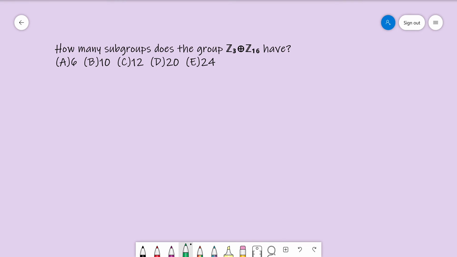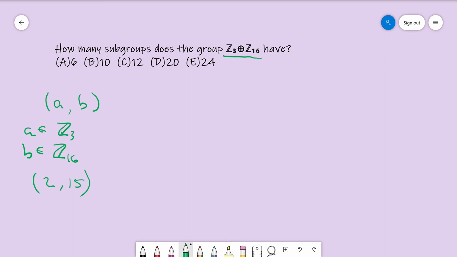This question asks us, how many subgroups does the group Z3 plus Z16 have? And I'll just remind you that Z3 plus Z16 is the direct sum of Z3 and Z16. In other words, it's all the pairs of the form (a, b), where a is a member of Z3 and b is a member of Z16. So, for example, (2, 15) is an element of Z3 plus Z16.